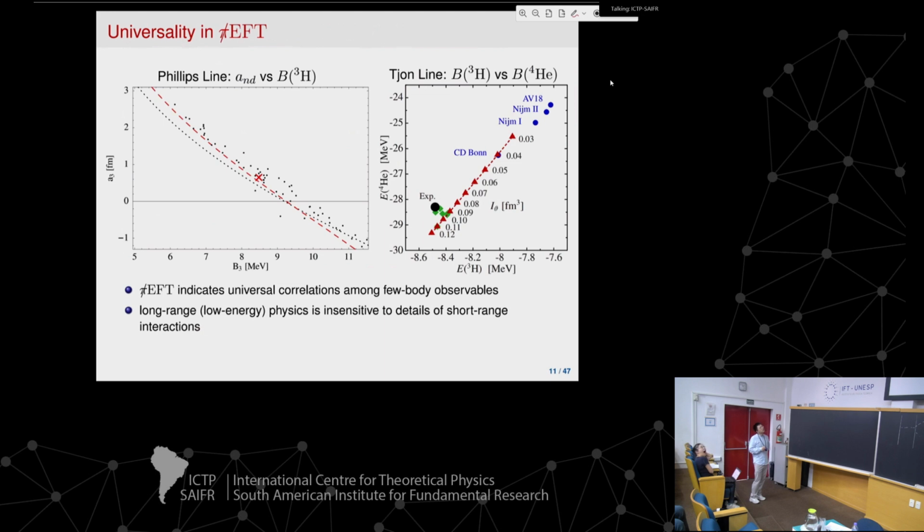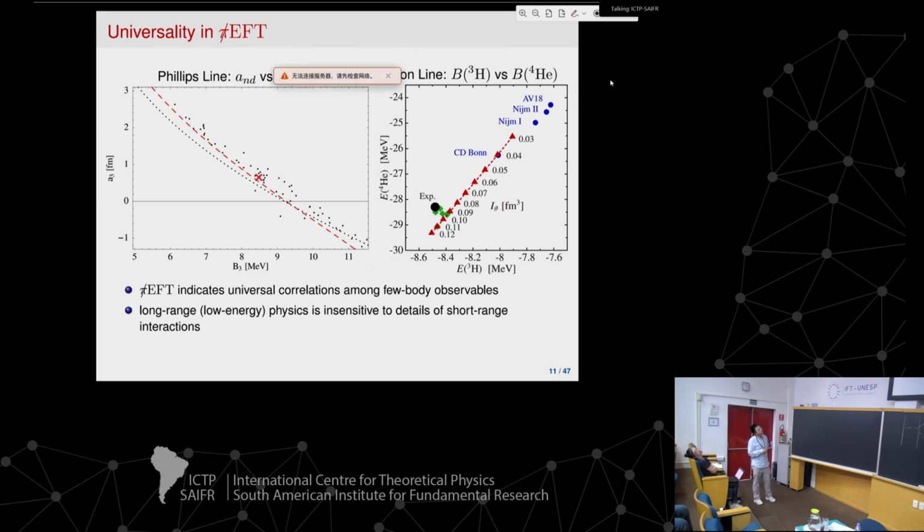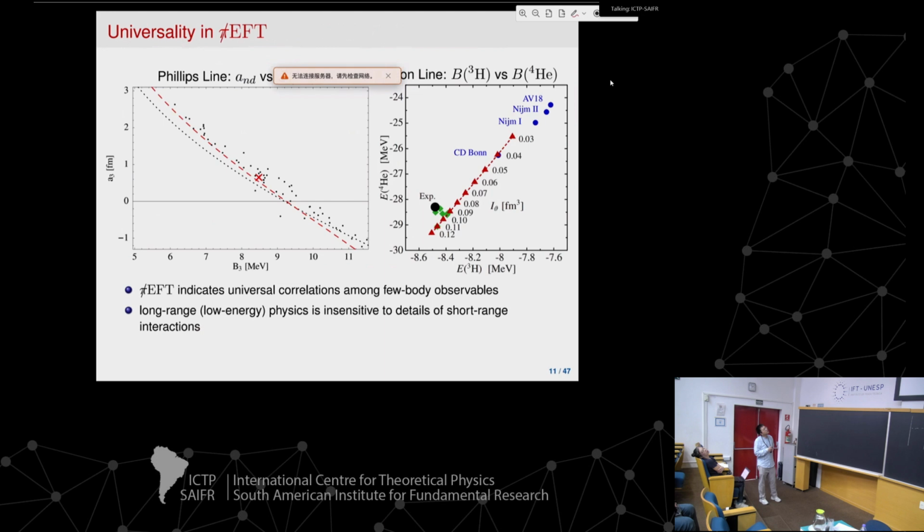And the plot on the left is called the Phillips line. It shows the correlation between the neutron-deuteron scattering length and the triton binding energy. So the dashed line is calculated using pionless effective field theory, and those small dots are calculated using different potential models. So you can see that if you vary those potential models, you get different numbers for those binding energies, but they are correlated in a single line, which can be described by the universal features. These universal features can also be described in pionless effective field theory.